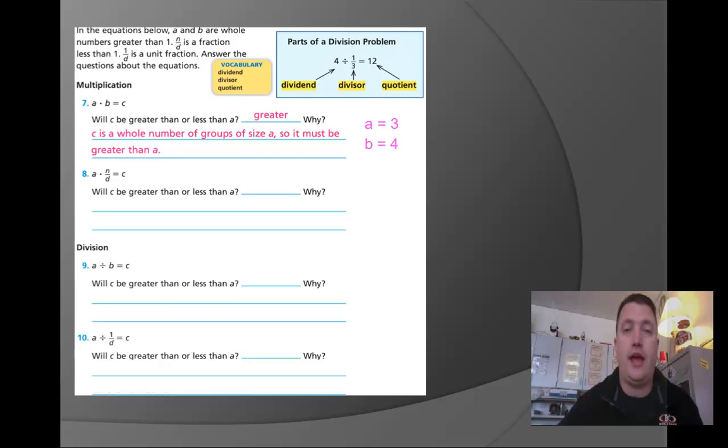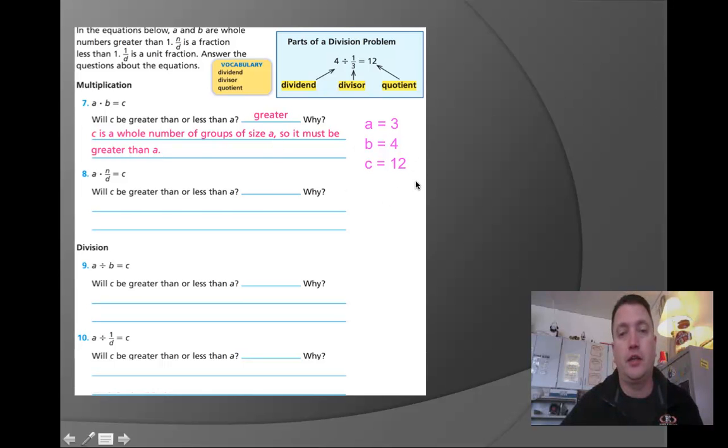All right. So let's say A was 3 and B was 4. Well, 3 times 4 would be 12. So if I had groups of bananas and there were 3 in each group and there were 4 groups, I'd have a total of 12 bananas. Okay. I think that's what they're trying to say here. I just don't think they've said it very well.